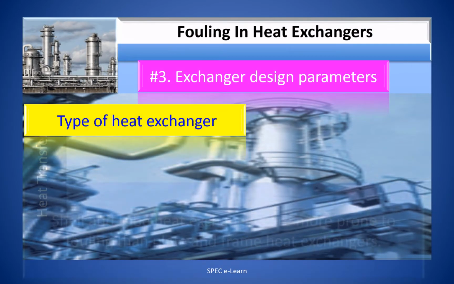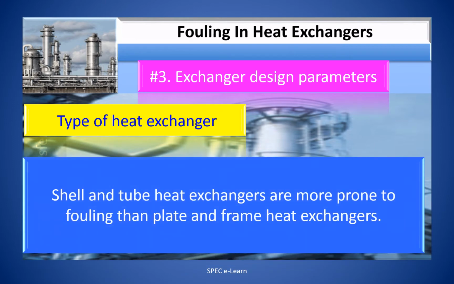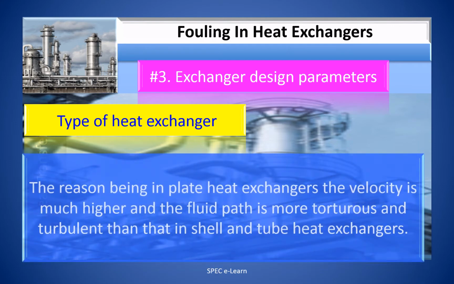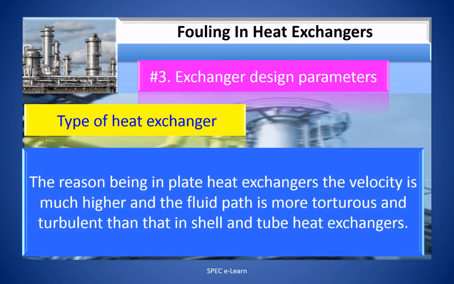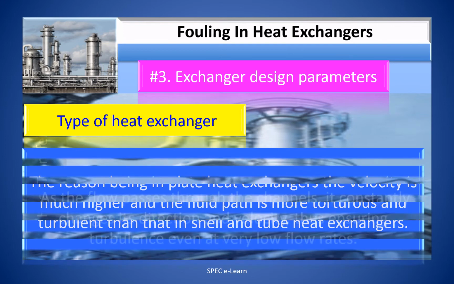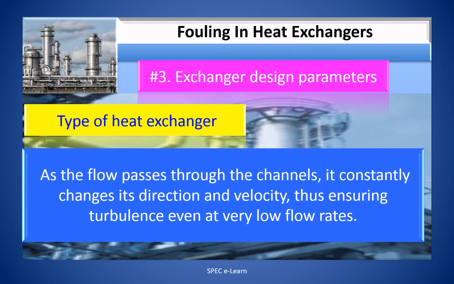Type of heat exchanger. Shell and tube heat exchangers are more prone to fouling than plate and frame heat exchangers. The reason being, in plate heat exchangers, the velocity is much higher and the fluid path is more tortuous and turbulent than that in the shell and tube heat exchangers. As the flow passes through the channels, it constantly changes its direction and velocity, thus ensuring turbulence even at very low flow rates.